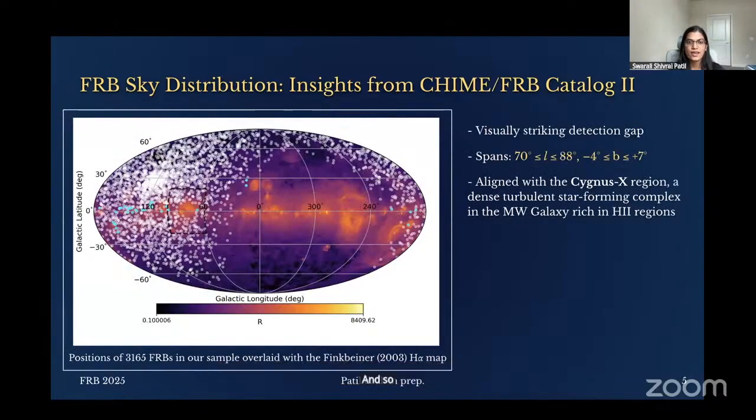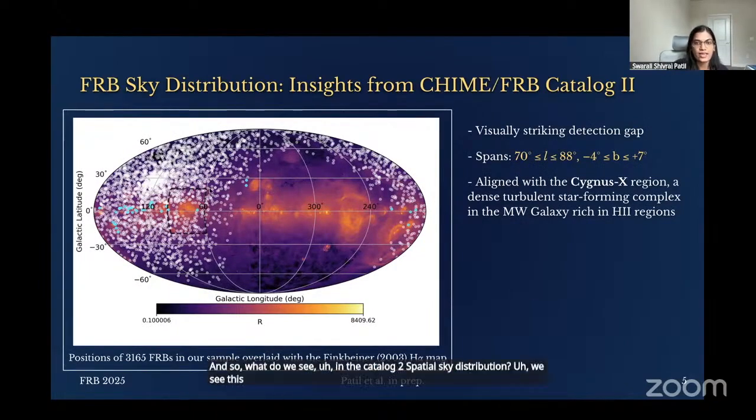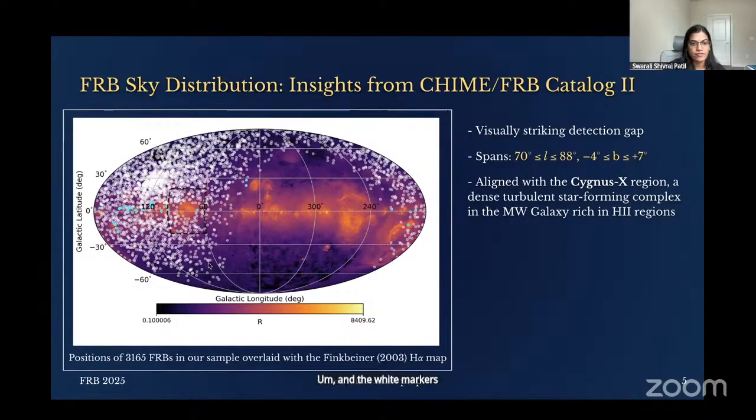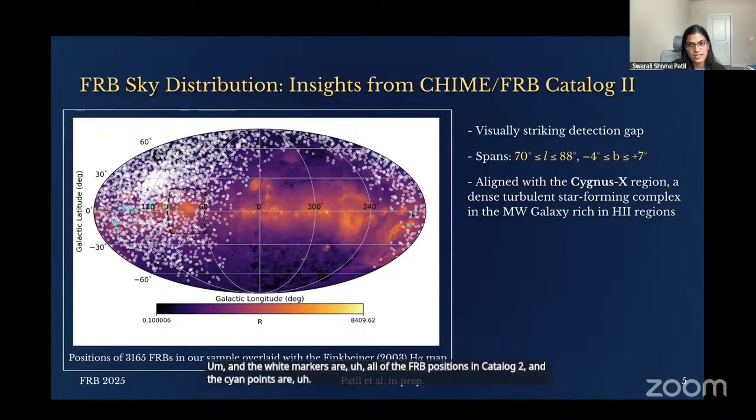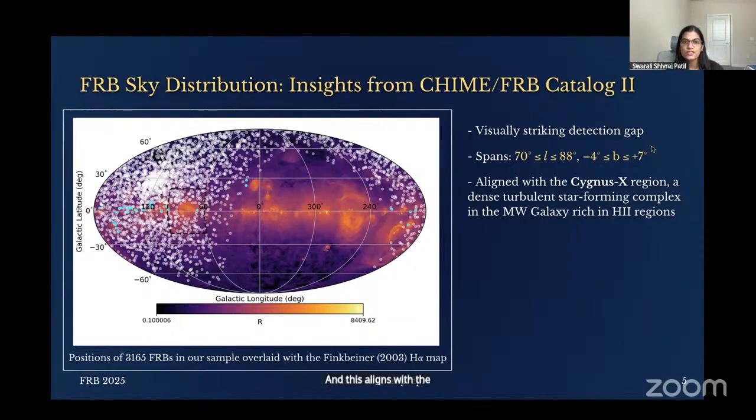And so what do we see in the Catalog 2 spatial sky distribution? We see this visually striking gap in FRB detections depicted by black dashed lines here. And the white markers are all of the FRB positions in Catalog 2, and the cyan points are FRB sight lines that intersect through H2 regions. I'm going to come back to that later. And we find that this zone of avoidance or detection gap spans between these galactic latitudes and longitudes. And this aligns with the Cygnus X region, which is a dense turbulent star-forming complex within the Milky Way, and it's rich in H2 regions.